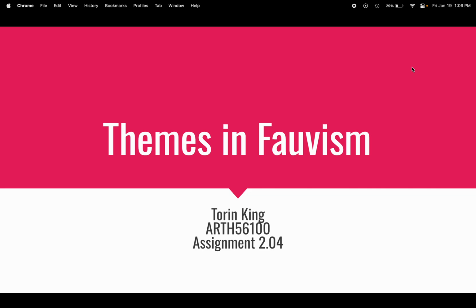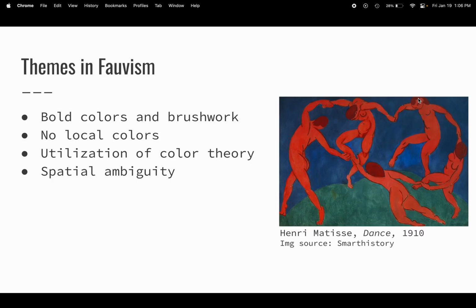In this video, I'm talking about the themes in Fauvism, a French movement in the modernist 20th century period of art. I anticipate this video will be relatively short because the themes in Fauvism are pretty obvious. There's really bold use of color, bold brushwork, no local colors, so we're not even trying to adhere to the reality of the situation.